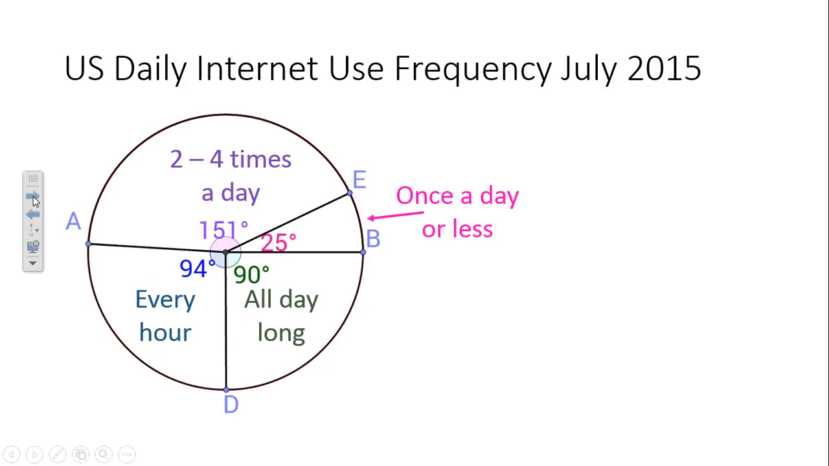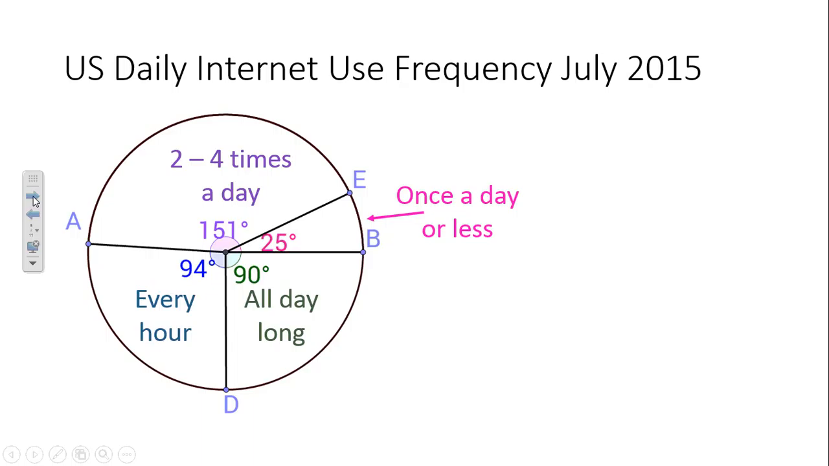Most likely people that work in offices. Of course they sleep, but this is talking about their waking hours. Okay. And every hour, 26% of the people, which represents 94 degrees on our circle, use the internet every hour. Once a day or less was 25 degrees, and 2 to 4 times a day is 151 degrees.